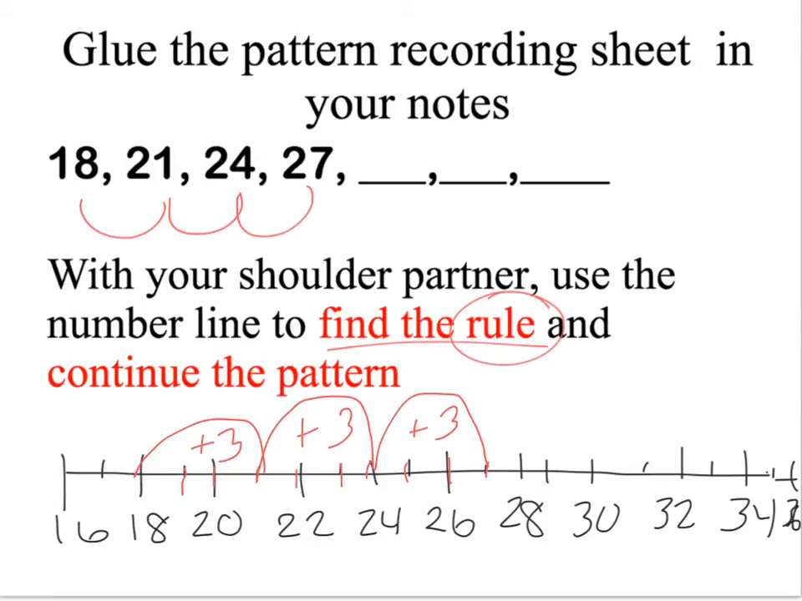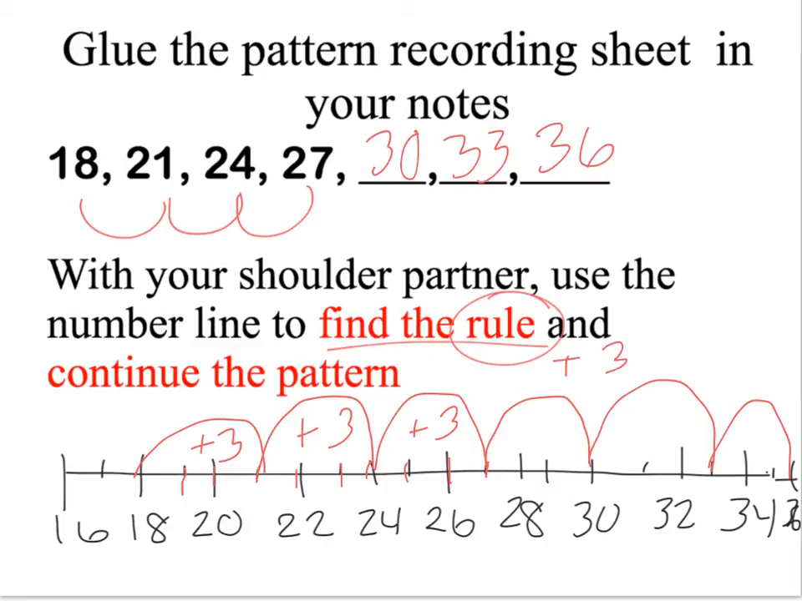So if I continue the rule, that will help me continue the pattern, which if I count 3 more from 27, that puts me at 30. If I count 3 more from 30, that puts me at 33. And then 3 more from 33 puts me at 36. So the next numbers in the pattern would be 30, 33, and 36. And the rule would be plus 3.